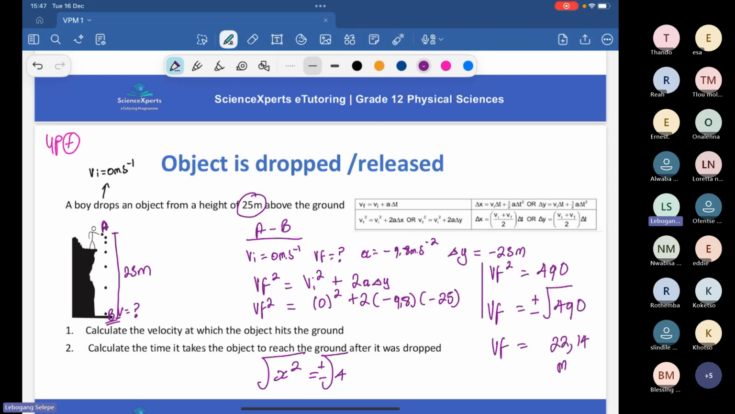So Vf is 22,14 meters per second. Are we taking the positive one or the negative one? At B, the object was moving down, so the velocity is downwards. So we're taking the negative one. Then we conclude and say, therefore, Vf is 22,14 meters per second down.